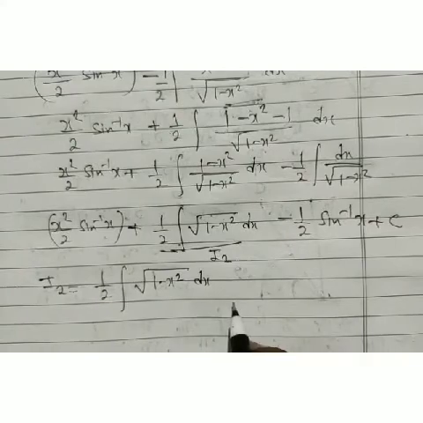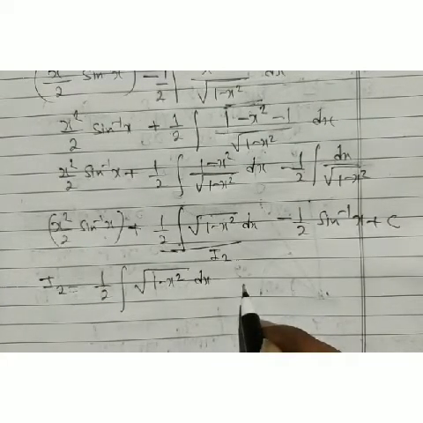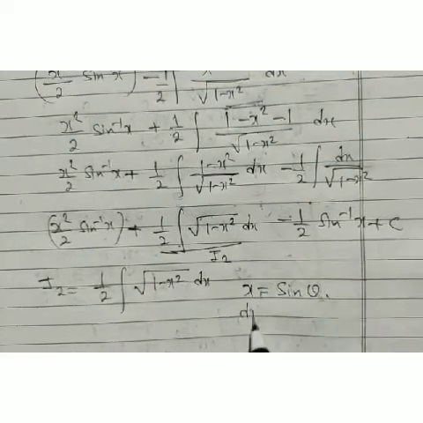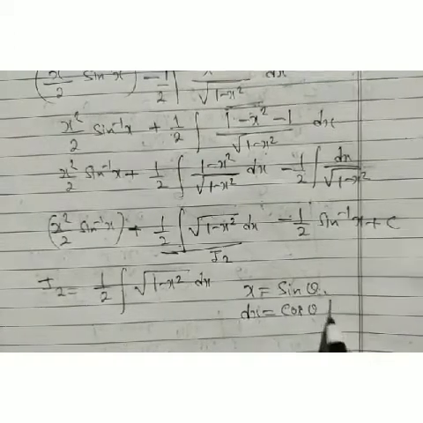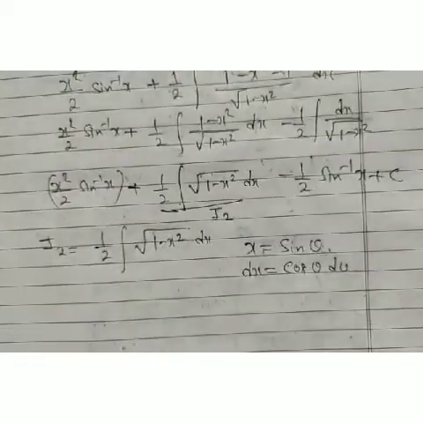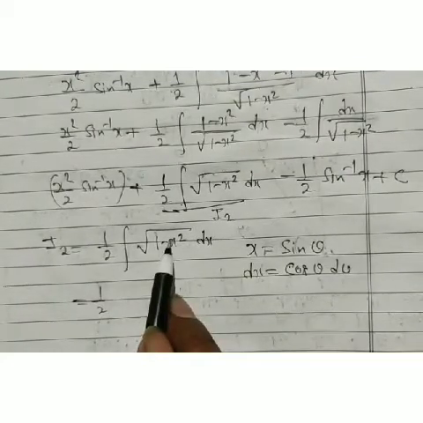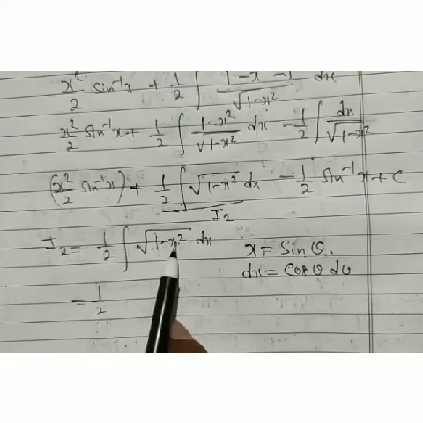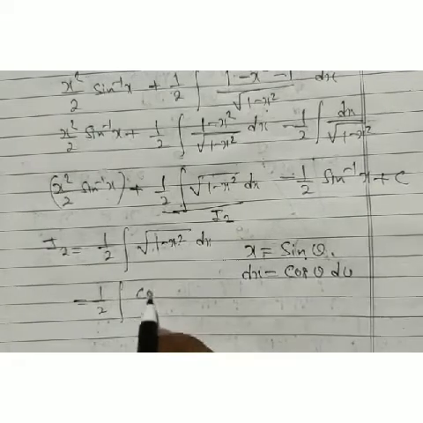We are just using integration by substitution. Let us take x equal to sine theta. Then our dx is converted to cos theta d theta. Then it's 1/2. We take x equal to sine theta here. Then 1 minus sine square theta is cos square theta in the root. Then we have cos theta.